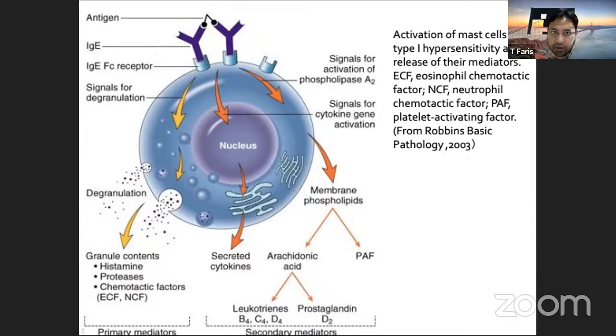ECF, I can see here, what is ECF? If I'm not mistaken, it is eosinophil chemotactic factor, and NCF, the neutrophil chemotactic factor. We have PAF, the platelet activating factor. They are all the mediators that regulate the development of type 1 hypersensitivity.